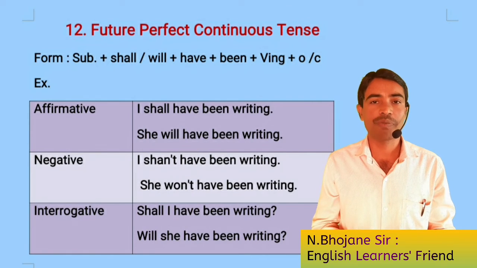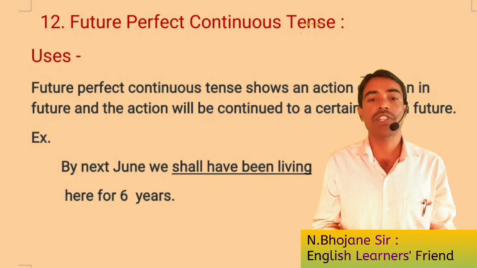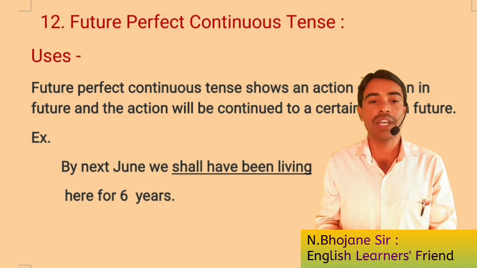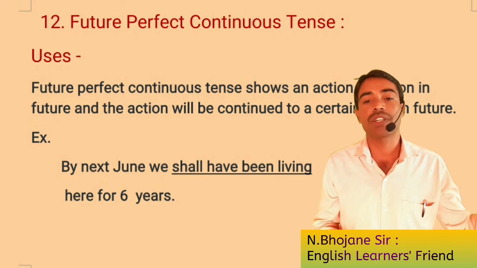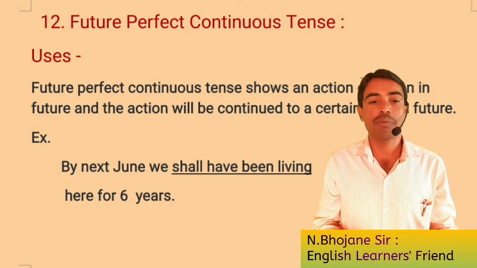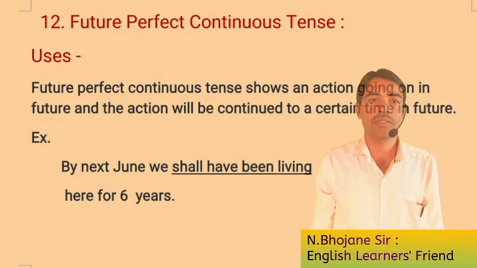Uses of future perfect continuous tense. The tense shows that an action will be going on in the future and the action will be continued to a certain time in the future. For example, by next June we shall have been living here for 6 months.